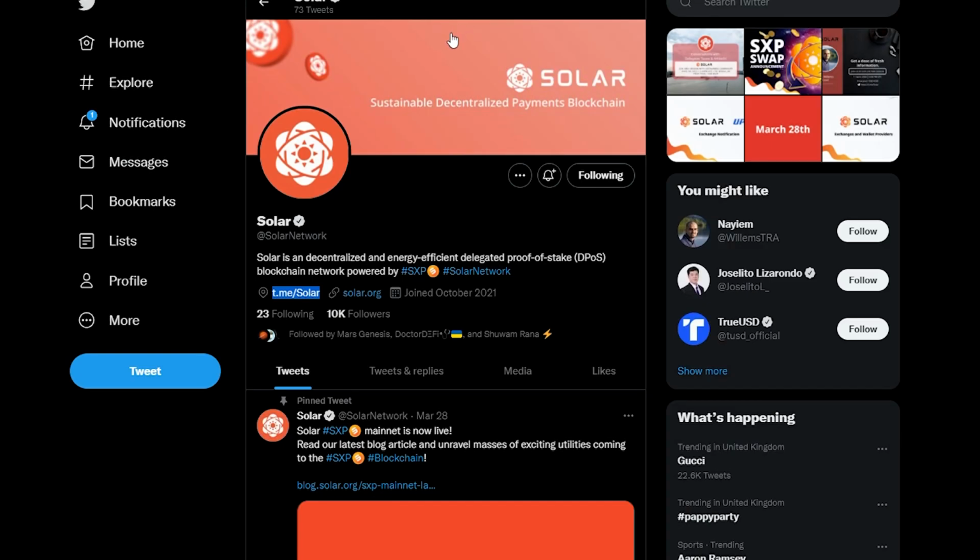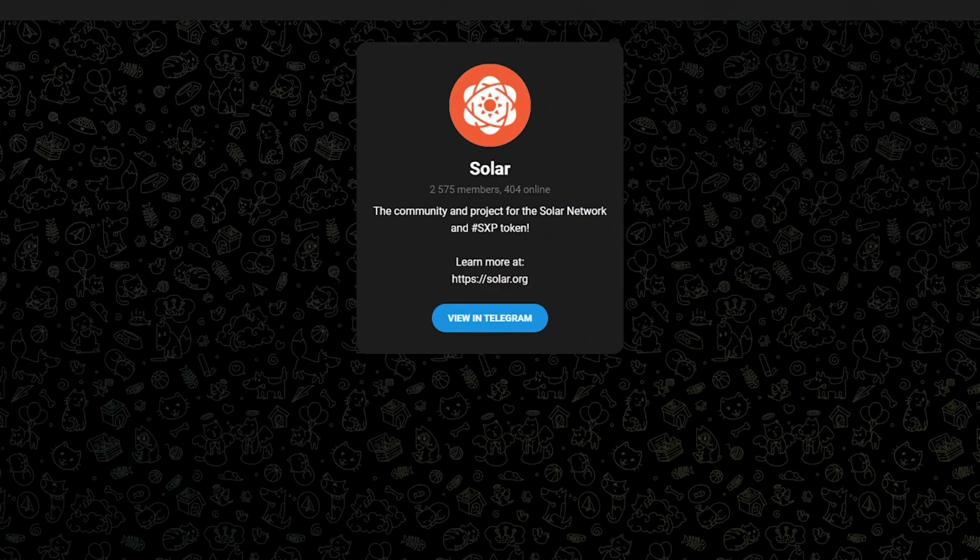And in terms of the actual Solar network, guys, it's got the actual tick verification here on Twitter with 10K followers here. They've been around on Twitter from October 2021, so make sure you go ahead and give them a bit of a follow. And more importantly as well, if you actually want to go ahead to their actual Telegram, guys, pretty fresh in there, but there's actually 2.5K members in there as well. I'll leave that one in the description.